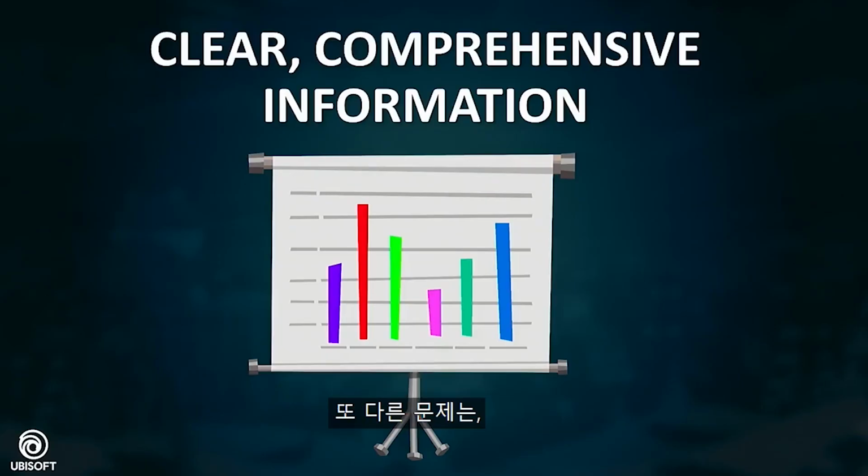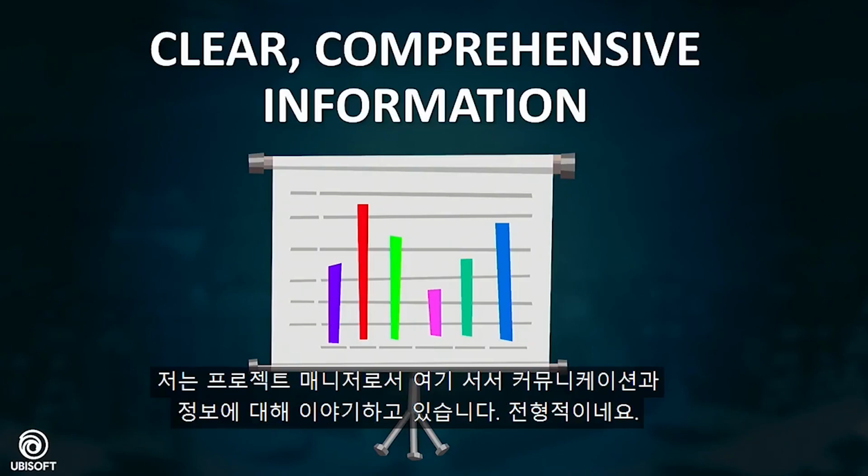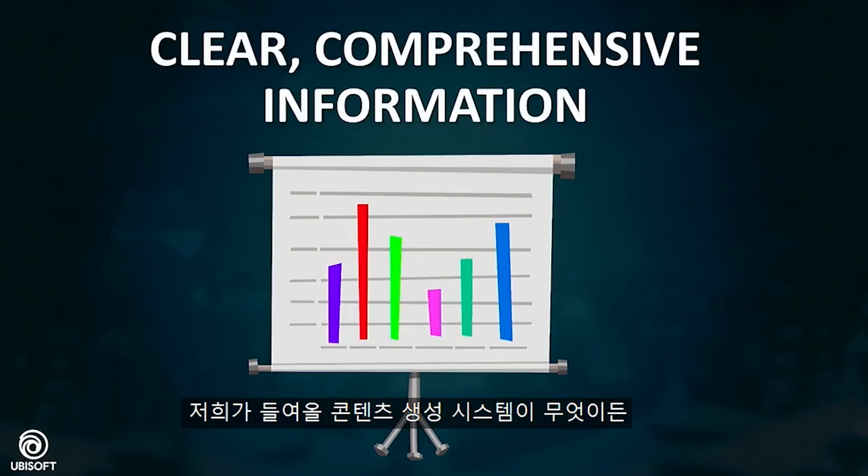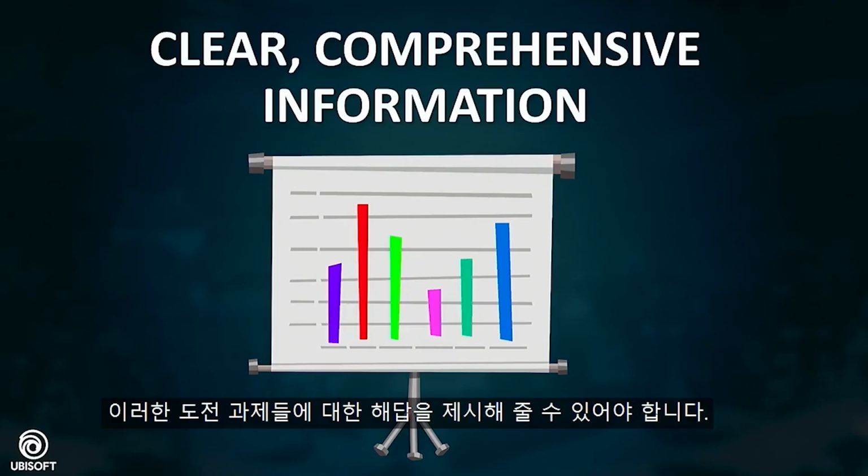Another challenge is clear, comprehensive information. I know that I'm a project manager up here talking about communication and information, and it's very standard. But aside from that, for content creation specifically, how are we going to format this information for our artists and our animators, whether they're in-house or external, whether they're new or veteran, to make sure that everything is clear and comprehensive and we don't lose time answering questions or defining things when everything should have been defined already? Those are our challenges that we wanted to answer with whatever content creation systems we brought in.